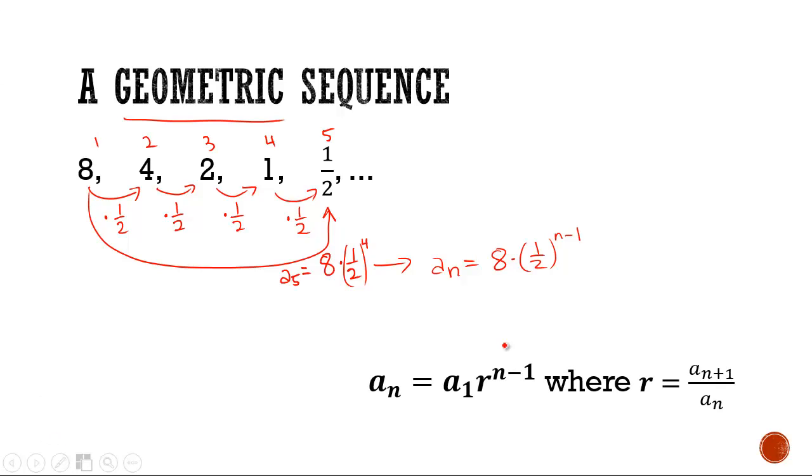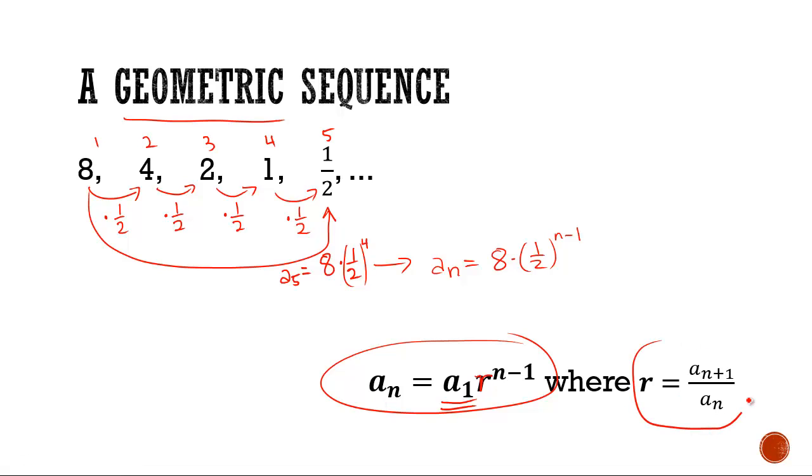And in general, this leads us to the following formula for the nth term of a geometric sequence, being the first term times the common ratio, which in this case was 1/2, to the power of 1 less than the number of the term. Now, how do we find the common ratio? Well, in general, we want to take any two terms and divide the second by the previous. So the n plus 1th term divided by the nth term. And so all of those ratios should be the same.